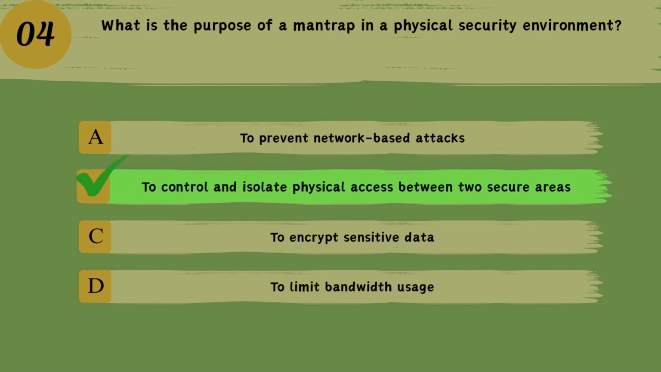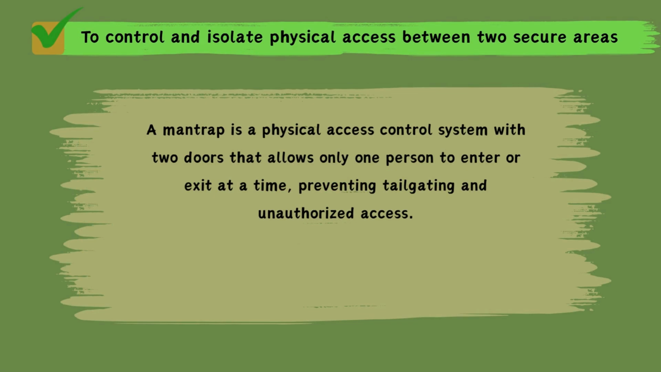Correct answer. B. To control and isolate physical access between two secure areas. A man-trap is a physical access control system with two doors that allows only one person to enter or exit at a time, preventing tailgating and unauthorized access.